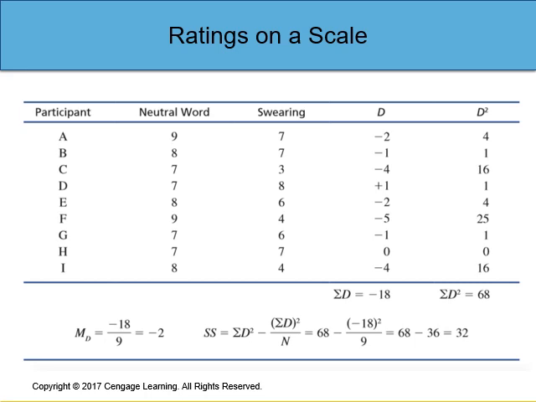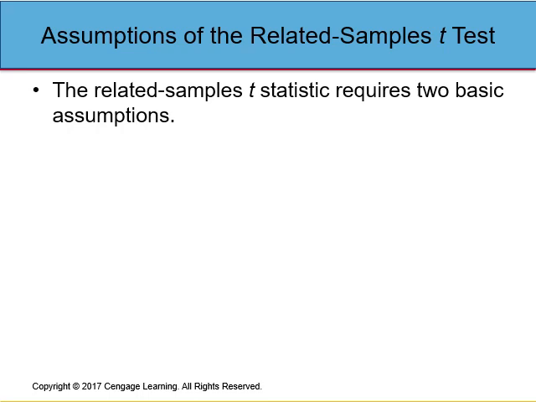Then we would find the sum of squares. Just like we did for X, we now have a new sum of squares equation using D. So summation of D squared, which is the big number, is 68, minus summation of D, which is the smaller number, -18 squared over N, which is 9. That would give you a sum of squares of 32. And you could work your way down through the equations.